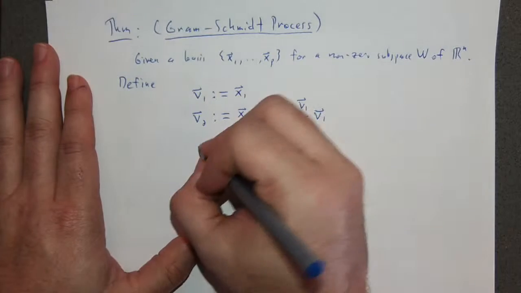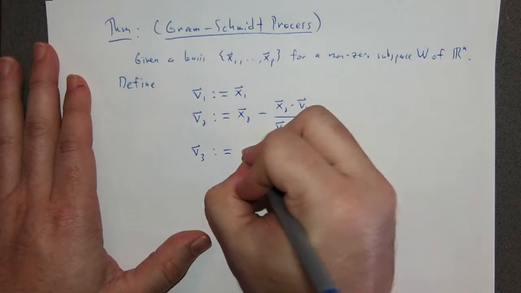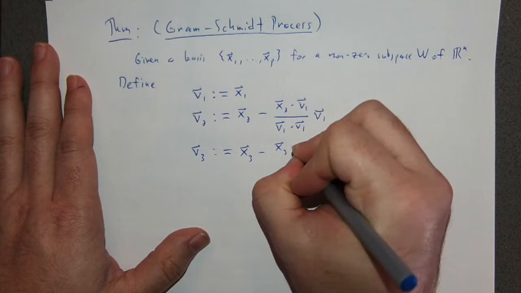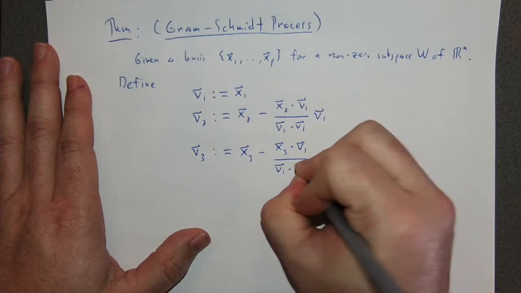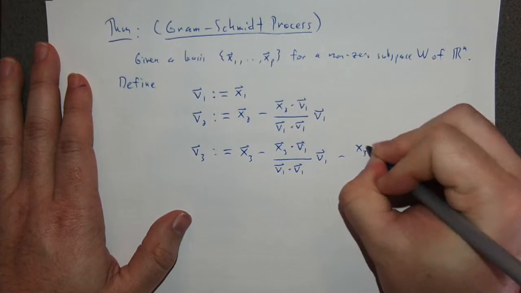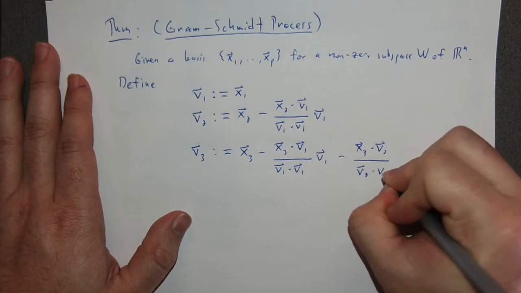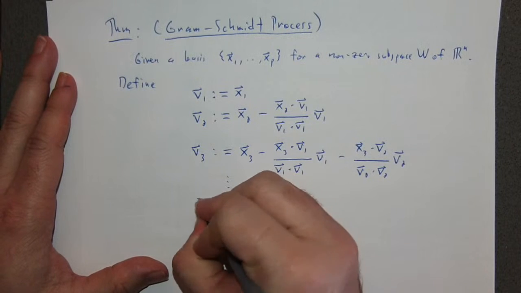And so what is v sub 3? So v sub 3 is defined to be x sub 3 minus x sub 3 dotted with v1 over v1 dotted with itself times v1, minus x sub 3 dotted with v2 over v2 dotted with itself times v2. This process is continued until you get to Vp.